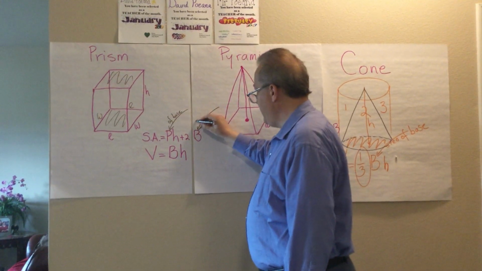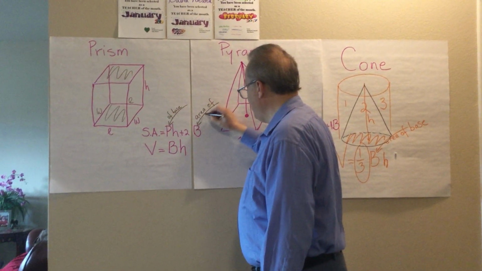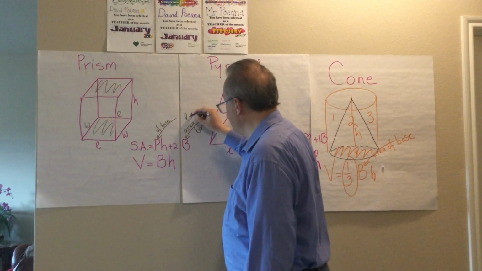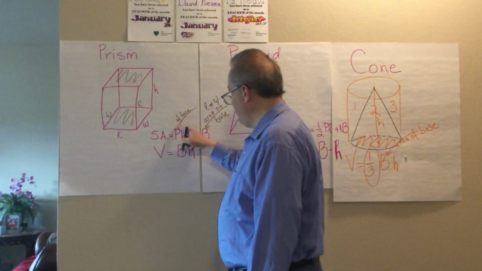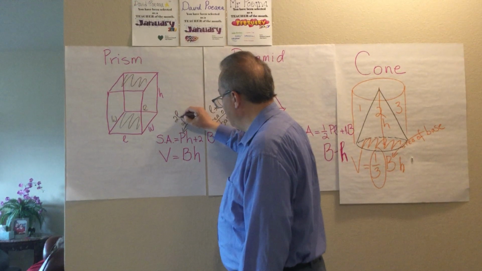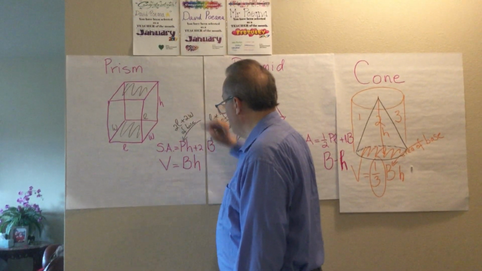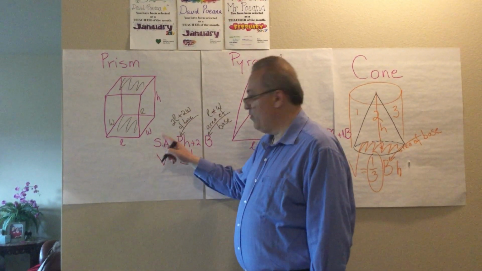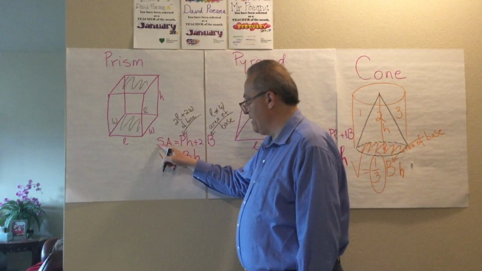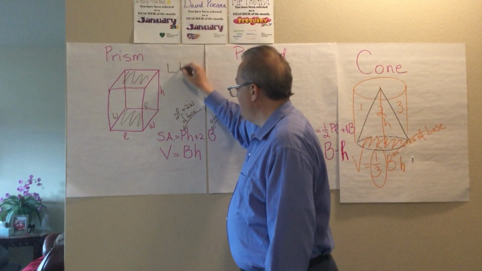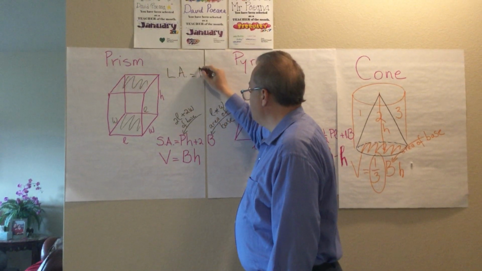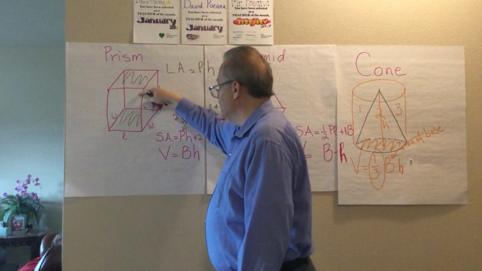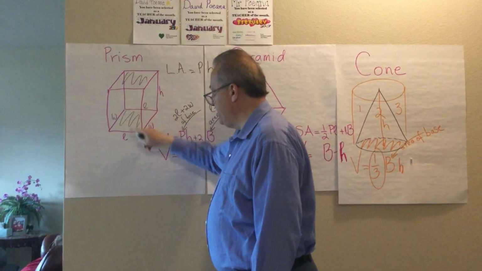What does that mean? Area of base. We talked about that last time. Area of the base is length times width. Here, the perimeter is twice the length plus twice the width, multiplied by the height. Okay, this is surface area, which means the total area. But we can also have lateral area, which is just perimeter times height, which is the area around, excluding the top and the bottom.